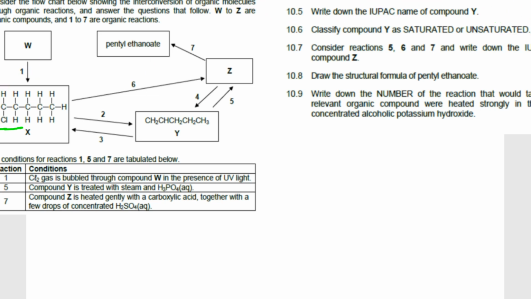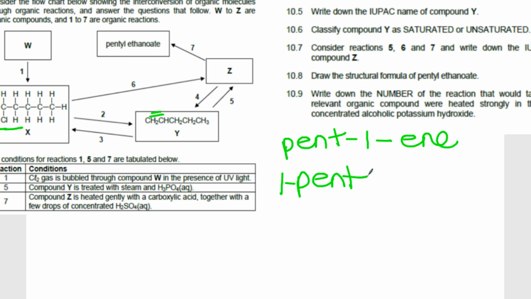Then for 10.5, the name for compound Y. So here we just have to name it. So we know there's 1, 2, 3, 4, 5. So it's pent. We know there is a double bond, and the double bond comes after the first carbon. So it's going to be pent-1-ene because we put the 1 in front of the ene because that shows the double bond. But you can also say 1-pentene because there's nothing else. You can put the 1 in the front and it kind of sounds better if you go 1-pentene. Both of those will be accepted.